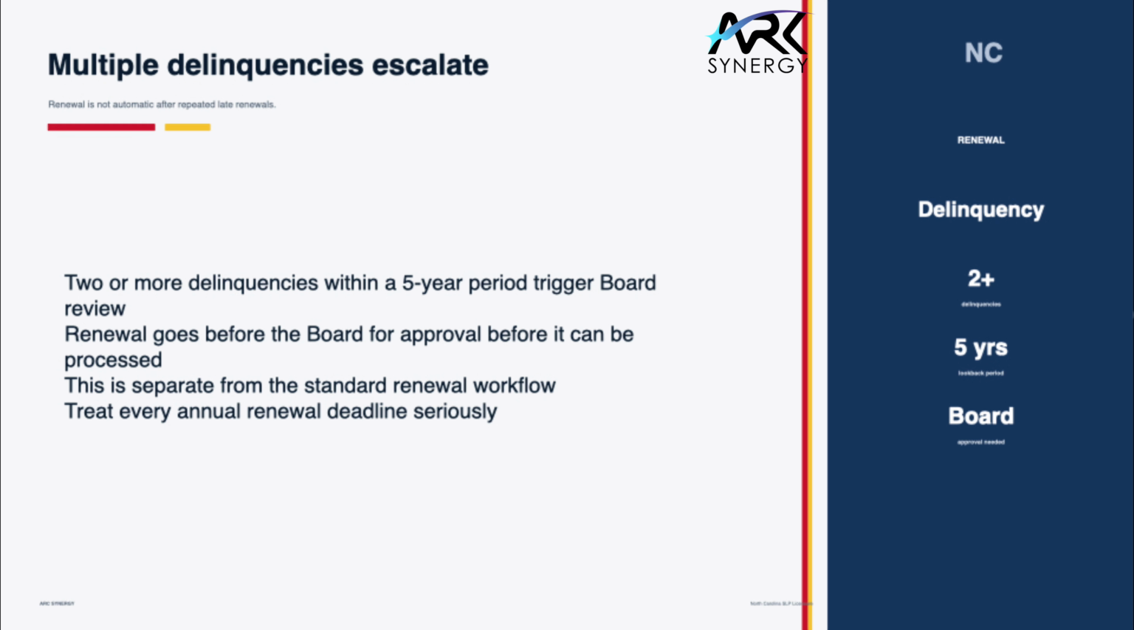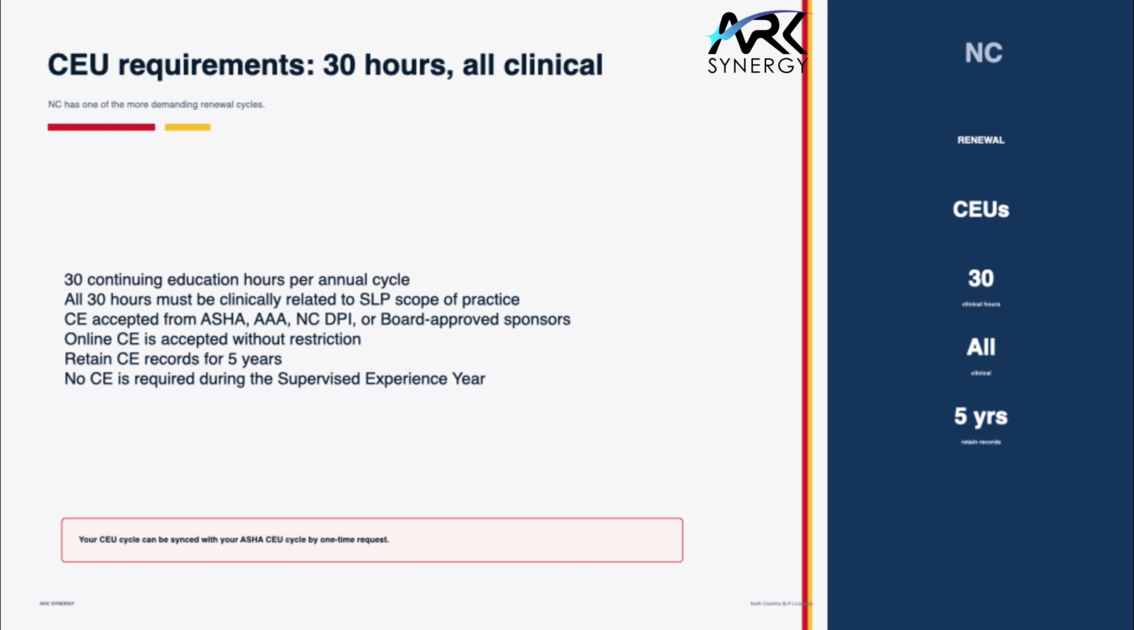North Carolina requires 30 continuing education hours per annual cycle. All 30 hours must be clinically related to your scope of practice. There is no allowance for non-clinical professional development hours.